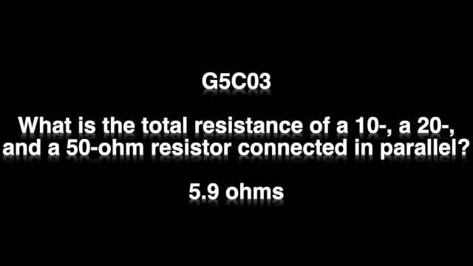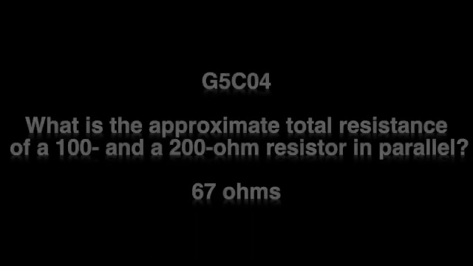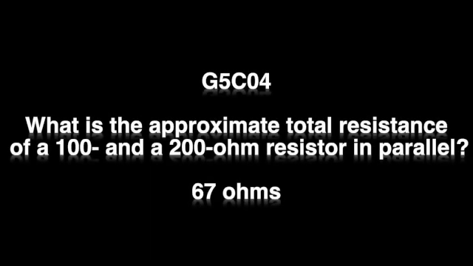G5C03. What is the total resistance of a 10, a 20, and a 50 ohm resistor connected in parallel? 5.9 ohms. G5C04. What is the approximate total resistance of a 100 and a 200 ohm resistor in parallel? 67 ohms.